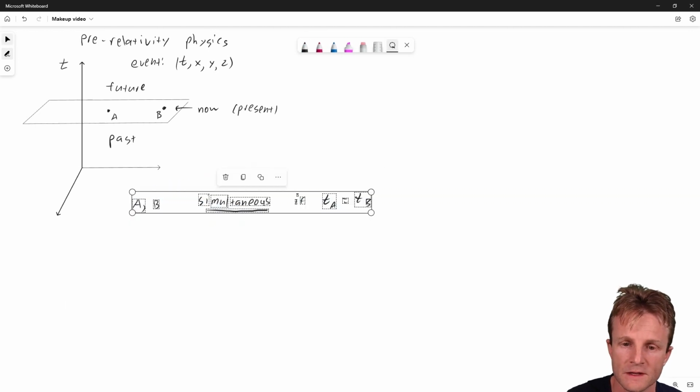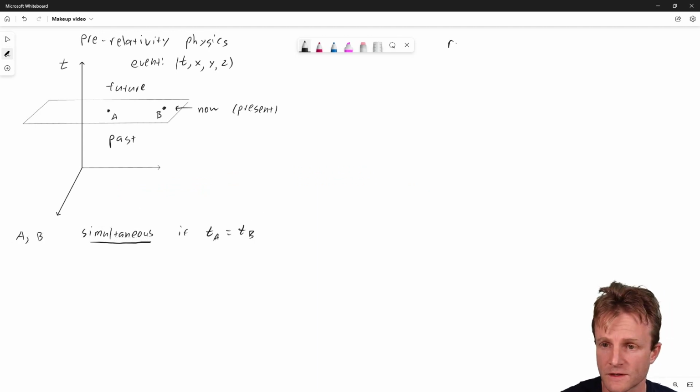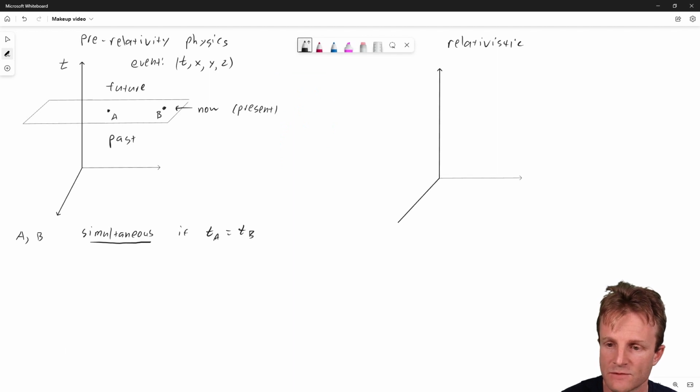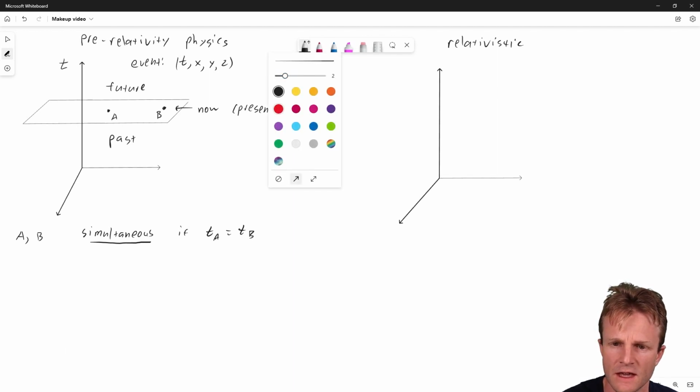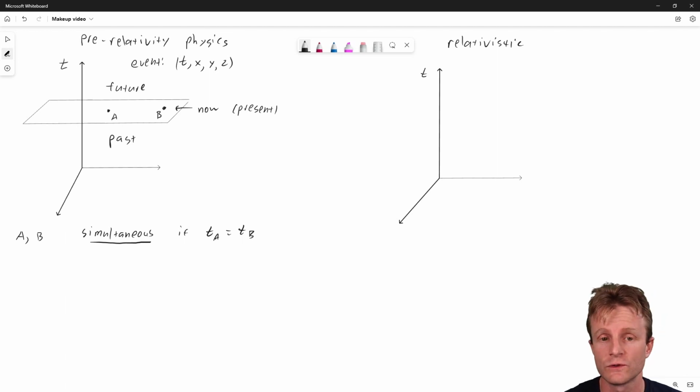Now, let's talk about the structure of space and time in relativistic physics. So the axes are the same. We're going to have 2 space axes, and time is going to go up, as always. But now, there isn't a universal notion of simultaneity. There isn't a structure of future, past, and present that is universal. Everything depends on the event.